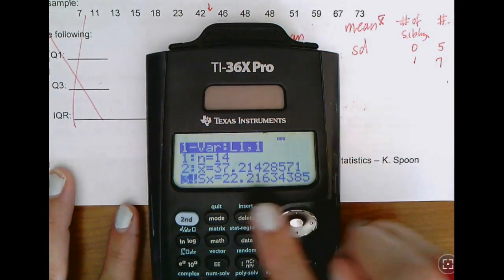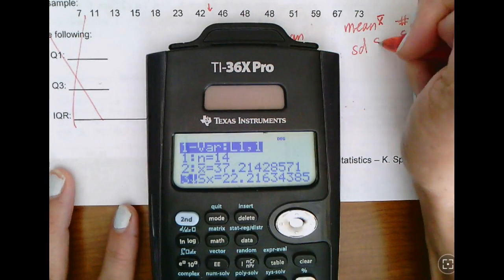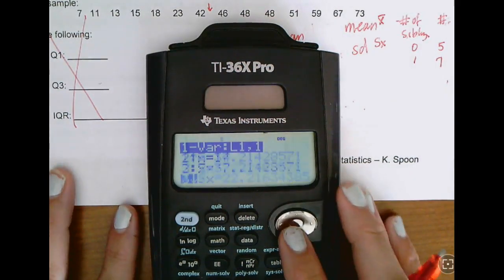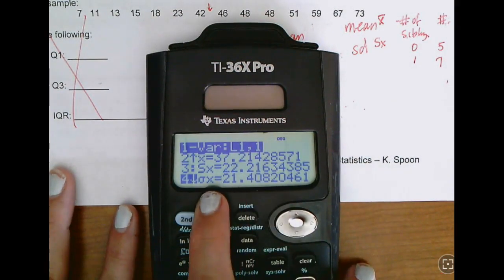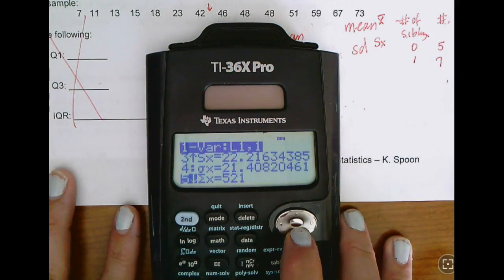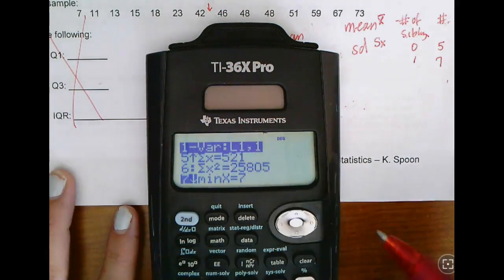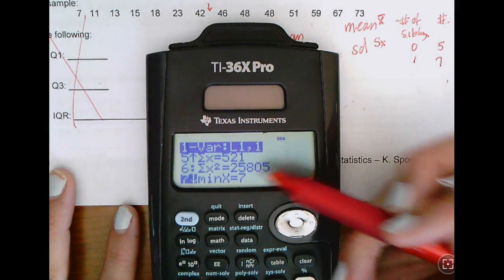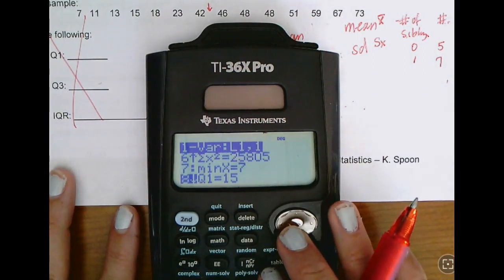Our standard deviation, we have a little s with an x there. That's our standard deviation. Sigma with an x, this is our population standard deviation. So you don't want to use this. It's never going to be the right answer for anything. We have a summation of x's. This stuff is meaningless. This is just used for crazy calculations if you were to do something different.